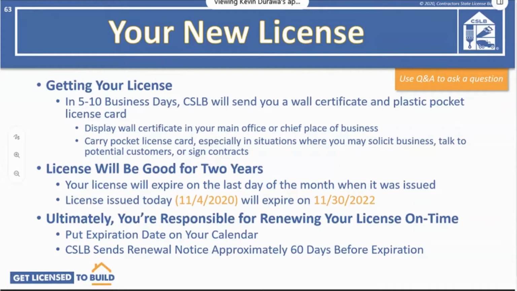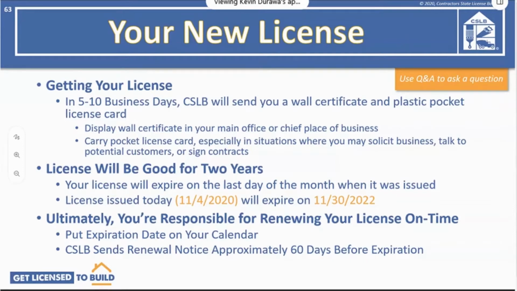If you are going to have salespeople working for you, be sure to get them registered as a home improvement salesperson with CSLB. Check our website for more information on how to do that. Your license will be good for 2 years. It will expire on the last day of the month when it was issued. For example, a license issued today, November 4th of 2020, will expire November 30th of 2022.